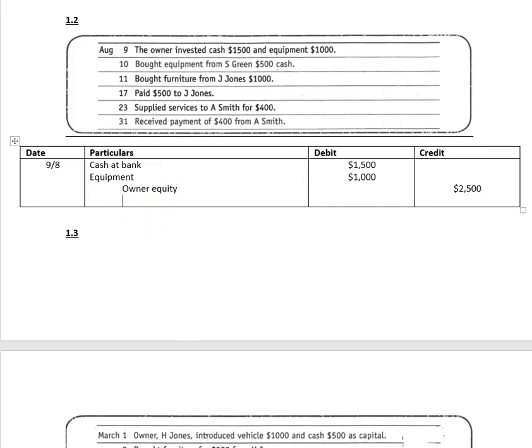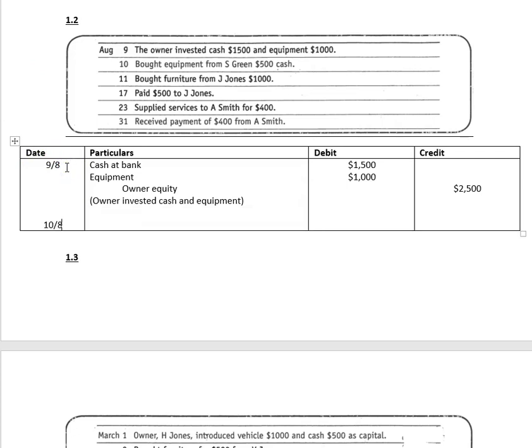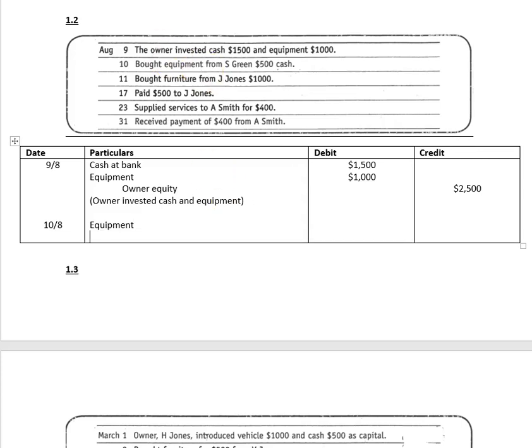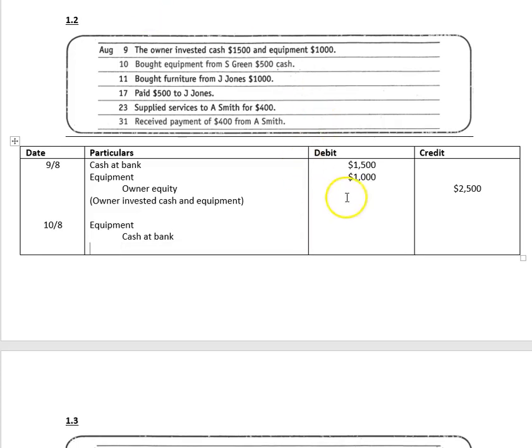Now we need a narration for this one. Owner invested cash and equipment, and that's it. So second journal entry occurred on the 10th of August. We bought equipment and we paid for it in cash. So equipment is an asset going up, that's a debit. And cash at bank is an asset going down, that's a credit. So it was $500 for our equipment.